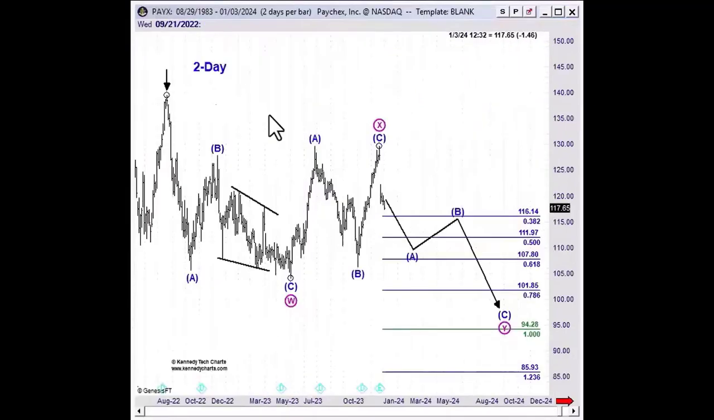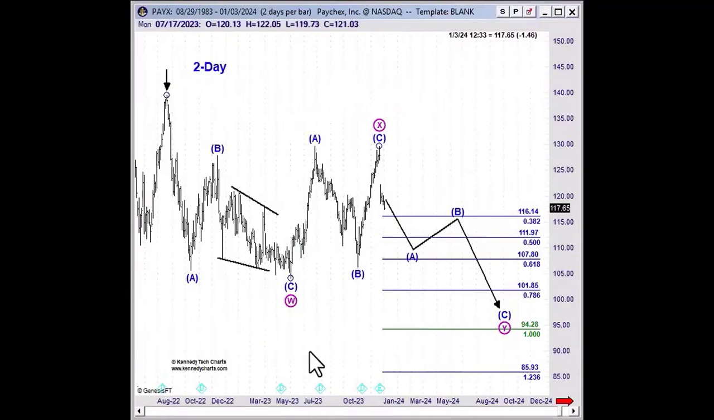And lastly, let's take a look at another flat correction that we've been playing with in Paychex, ticker symbol PAYX. Remember, the larger pattern beginning back in 2022 is that of a complex correction. Remember, we talked a little bit about complex corrections last week. All a complex correction is, is two corrective wave patterns joined together by an X wave. Now, the initial decline, again going back to last week's lesson, is a zigzag. This is a 5-3-5 pattern.